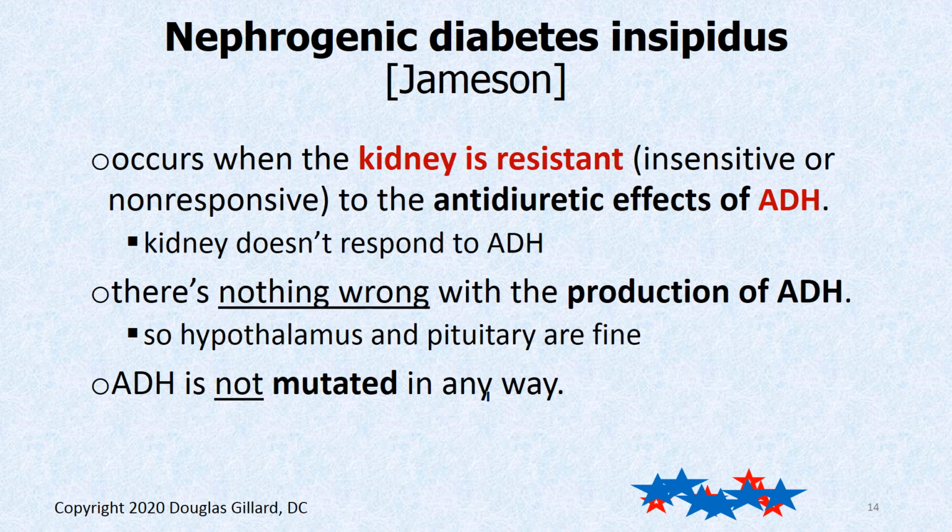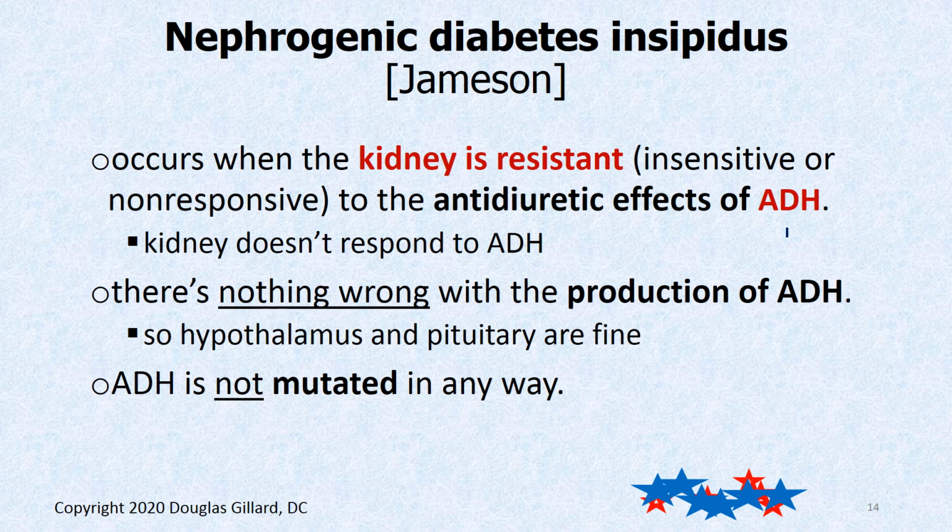Okay, then we have nephrogenic diabetes insipidus. It occurs when the kidney itself is resistant to ADH. So pituitary, magnocellular neurons, everything's fine there. You're secreting ADH, but your kidneys aren't responding to it for whatever reason. We'll look at some of those regions.